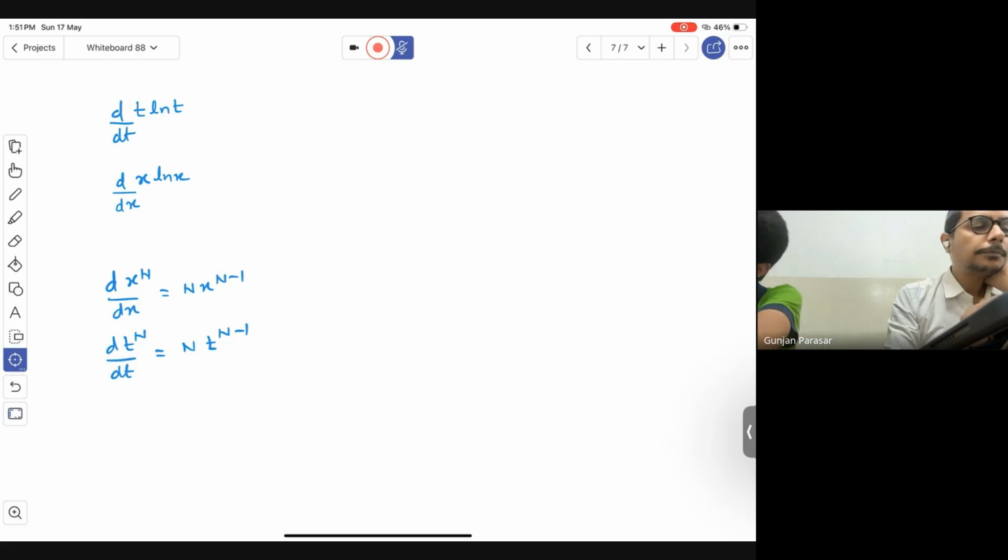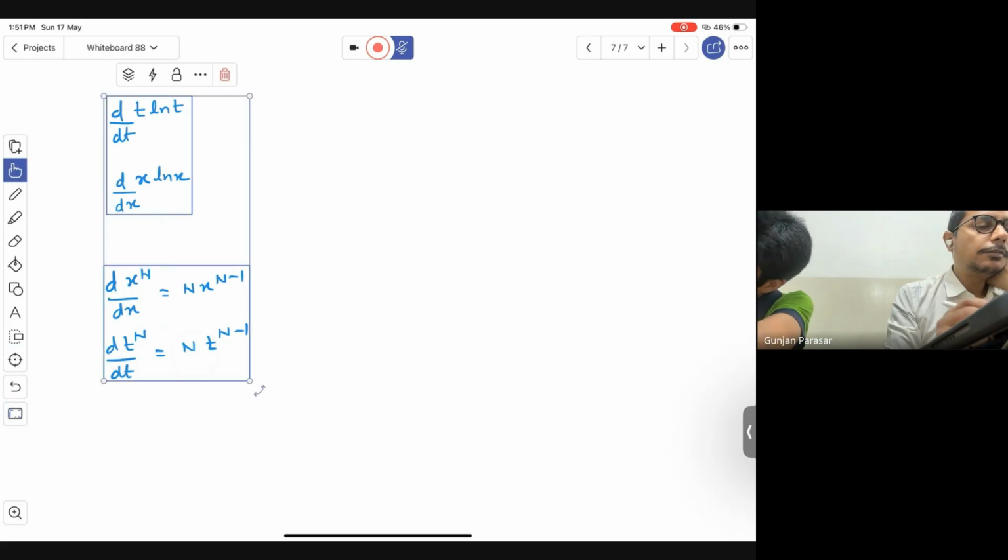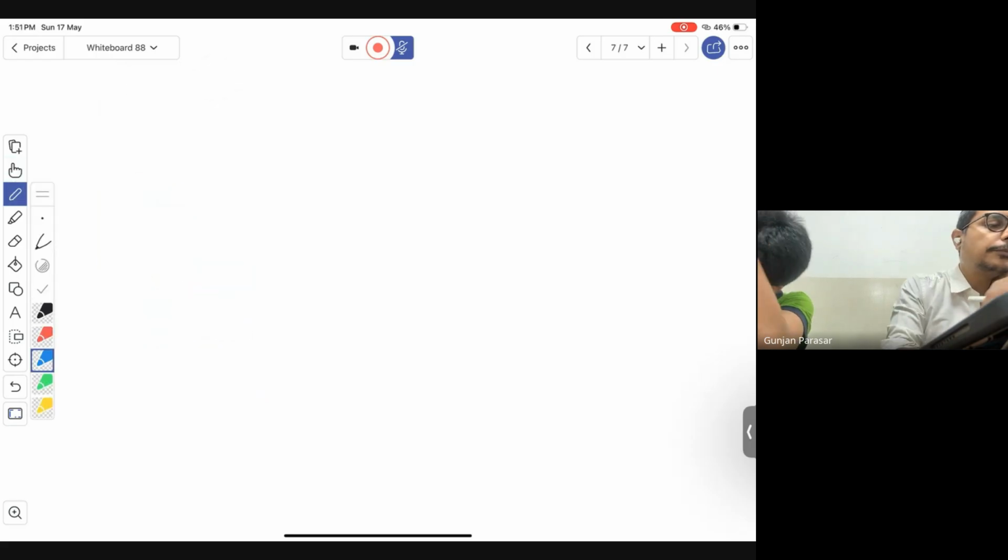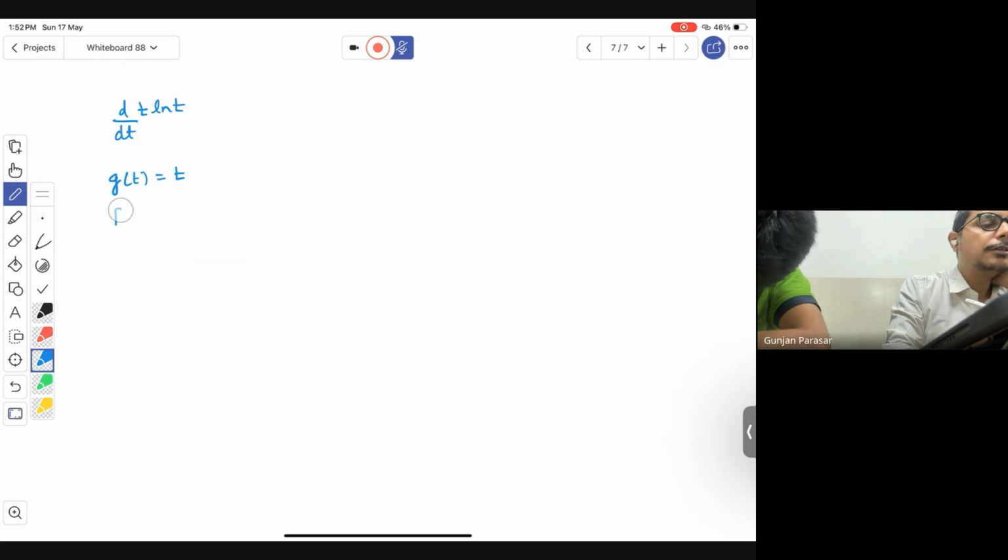So can you find the differentiation of this thing? Find dy by dt of t ln t. So what will you do? One function in here is g, a function of t, and that is t. Another function you can see here, suppose the function name is f, a function of t, which is ln t. It is a product of two things.